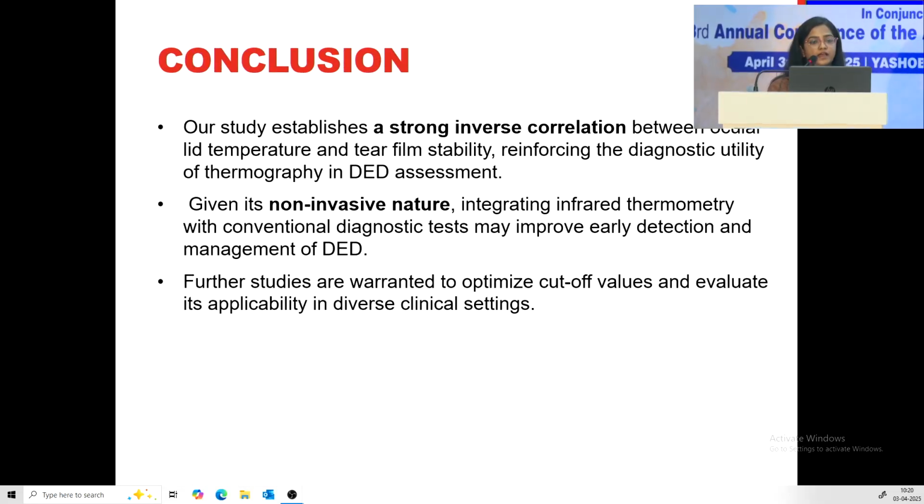In conclusion, our study established a strong inverse correlation between ocular lid temperature and tear film stability, reinforcing the diagnostic utility of thermography.